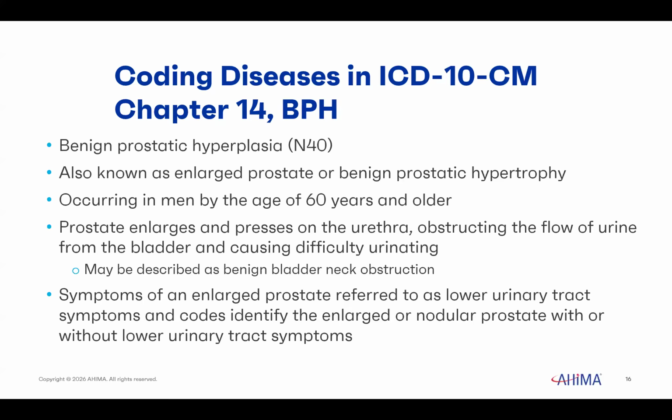Now here's a common one, BPH, benign prostatic hypertrophy, could be hyperplasia. Basically, we're talking about the same thing. This is an enlarged prostate, typically occurring in men by age of 60 years of age or older. And basically, the prostate enlarges, presses on the urethra. This obstructs normal urination from the bladder and causes difficulty urinating.